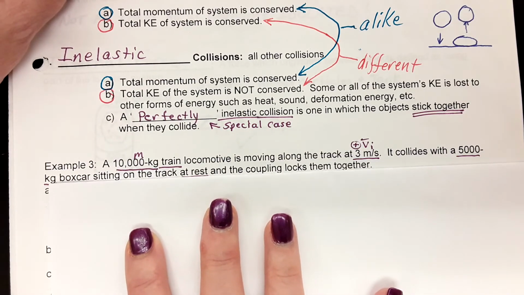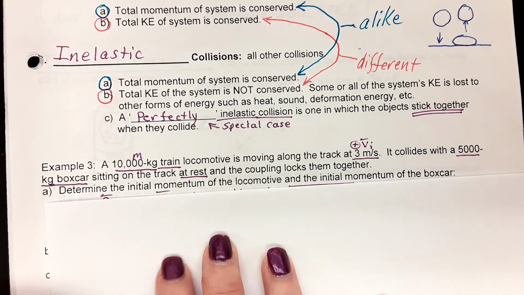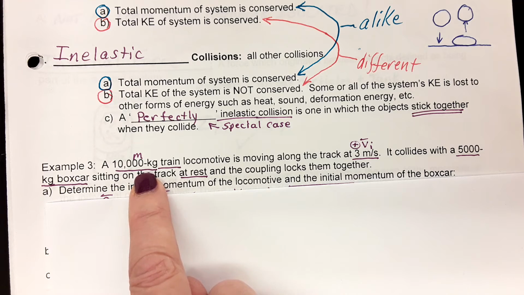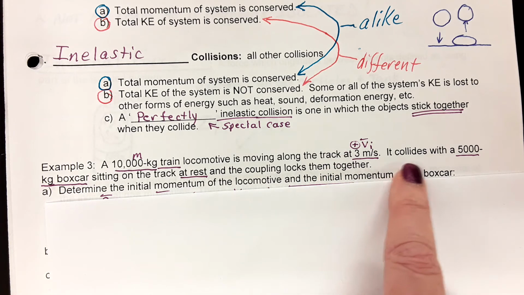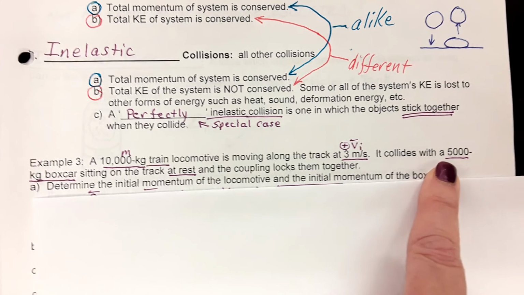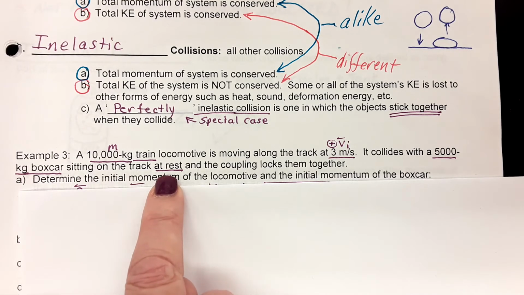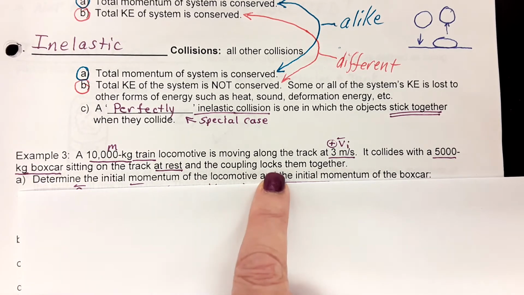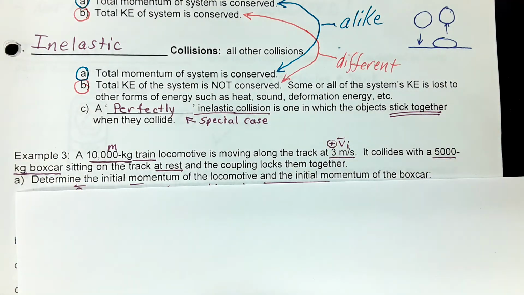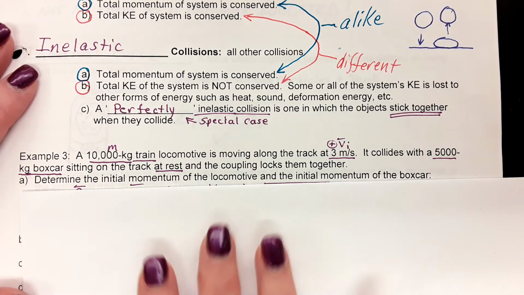A good example of looking at conservation of momentum, look at this train. We have a 10,000 kilogram train, and it's moving along the track at 3 meters per second. We'll take the forward motion to be positive. It collides with a 5,000 kilogram boxcar. So there's the mass of our second object. The boxcar is initially at rest on the track. The train collides with the boxcar and they lock together. They couple. That's what they do to put the length of the train together, is they lock the boxcars.